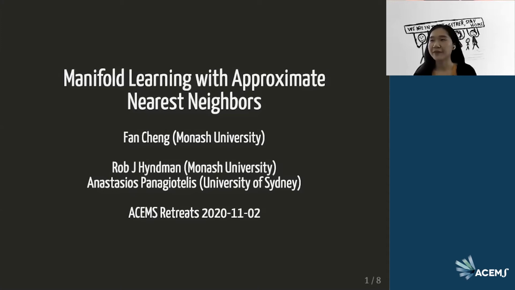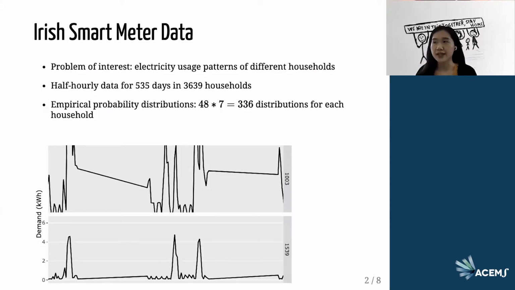Hi everyone, I am Fan from Monash and I work with Rob and Anastasios on this project, Manifold Learning with Approximate Nearest Neighbors. So the problem of interest is the electricity usage patterns of different households. We have this Irish smart meter data, which is half-hourly data for 535 days in over 3,000 households.